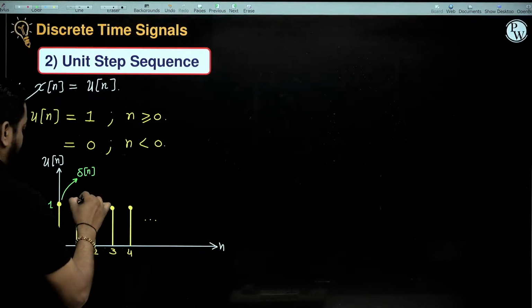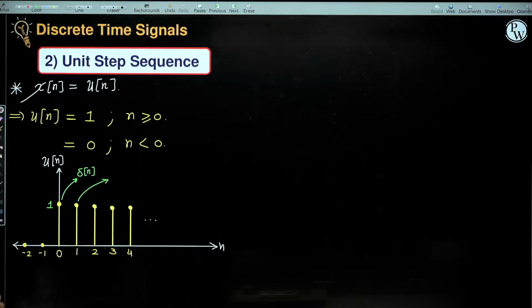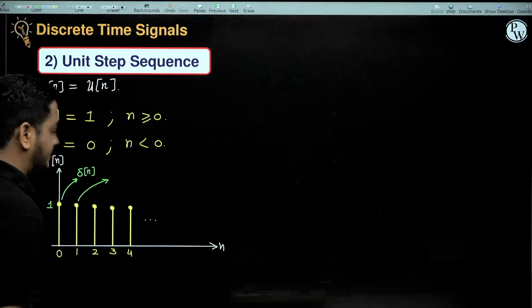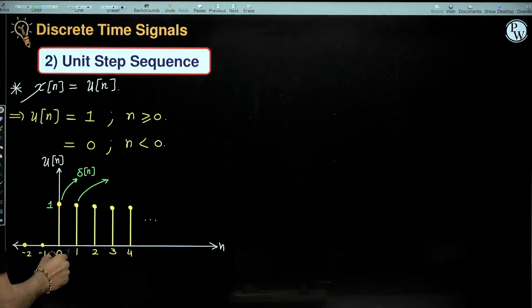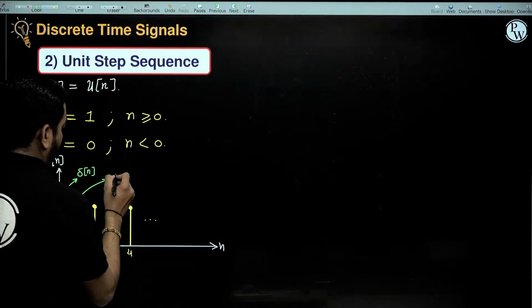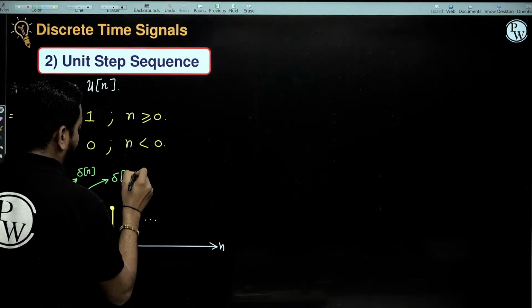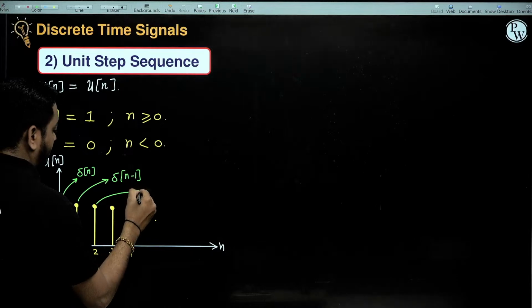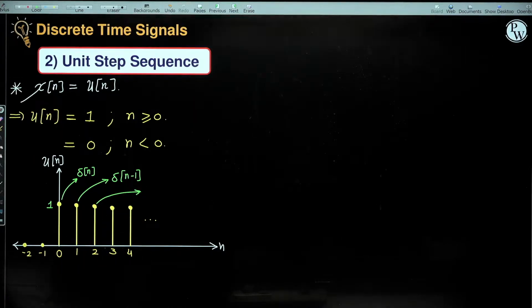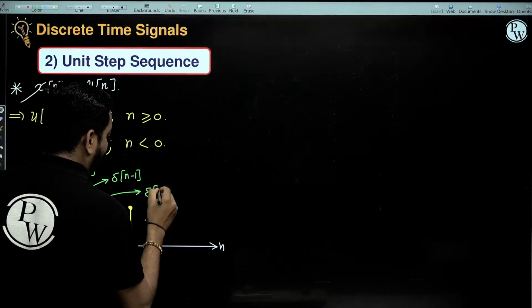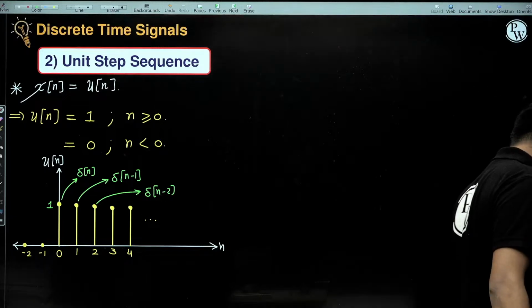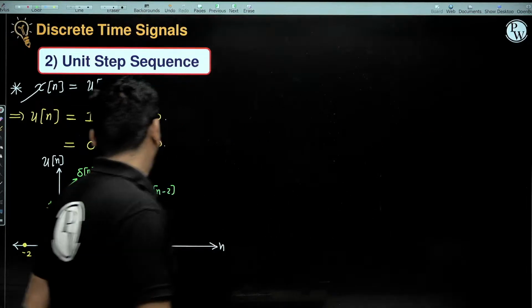correct? Similarly, this sample guys, this is at n equal to 1, having amplitude 1, so this is nothing but del n minus 1. This is at n equal to 2 guys, so can we write like this, del n minus 2 and so on guys, correct? Okay, very good guys, fine.